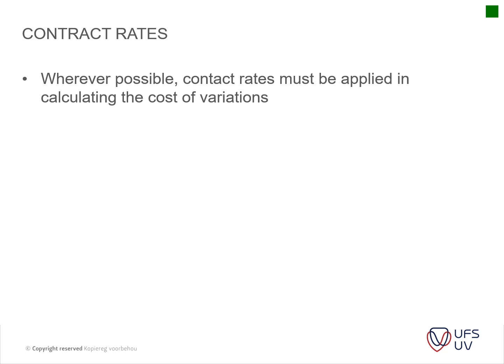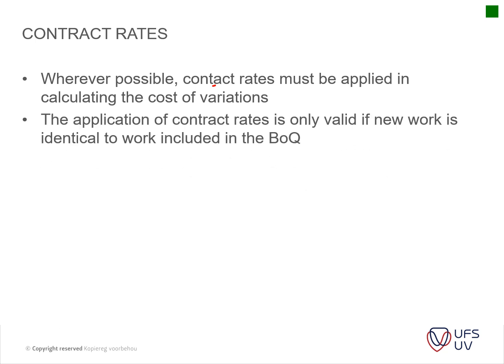Okay, contract rates, wherever possible, must be applied in calculating the cost of variations. So that's just what we already spoke about. Whenever there's a change in item and the rate is not changed, then the existing rate should be used to calculate the variation orders. The application of contract rates is only valid for new work if it's identical to the work included in the BOQ. I think that's self-explanatory: if the items are exactly the same, rates can be used.